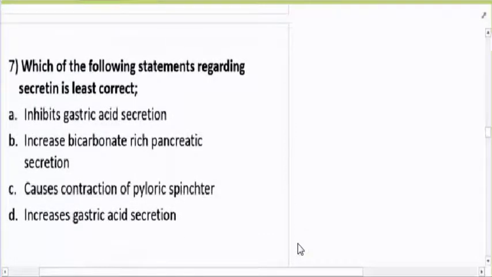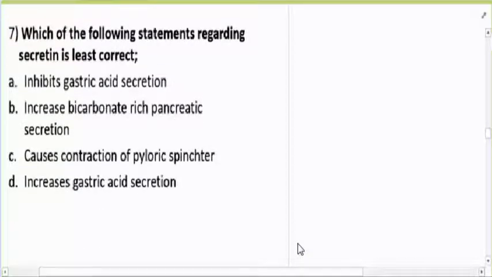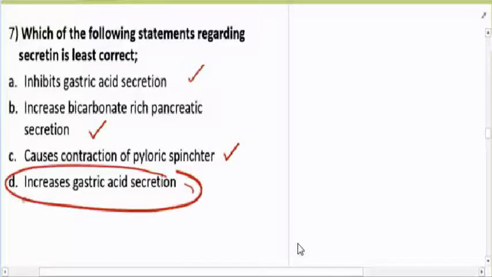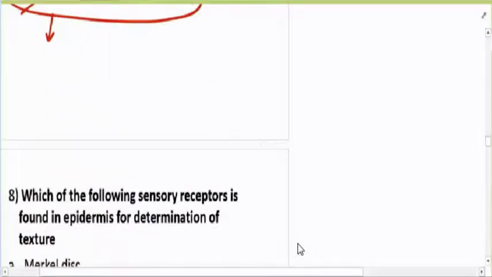Next, which of the following statements regarding secretin is least correct? It inhibits gastric acid secretion. This is true. It increases bicarbonate-rich pancreatic secretion. Yes. Causes contraction of the pyloric sphincter. Yes. Increases gastric acid secretion. No. In fact, it decreases the gastric acid secretion. Let's have a look at the next question.